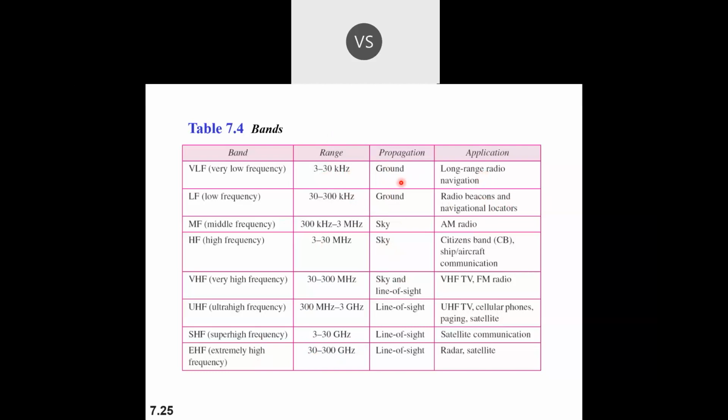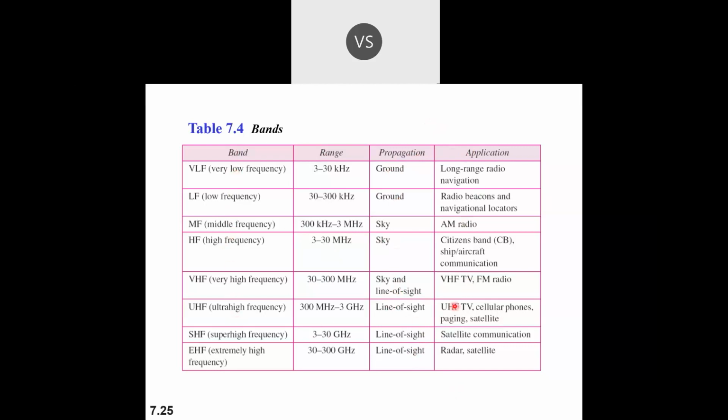It uses ground propagation, while AM radio, citizen band, and aircraft communication work on sky propagation. VHF, FM radio, UHF, cellular phone, satellite, radar, and all of these work on line of sight communication. So these are the applications for the different types of propagation, their frequency ranges, and the names of those particular bands.